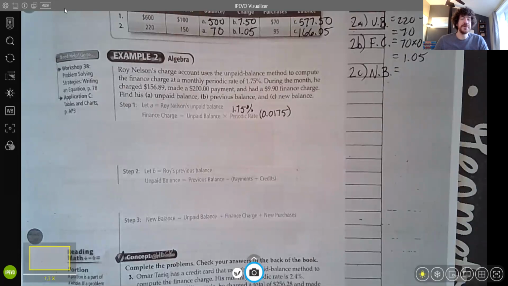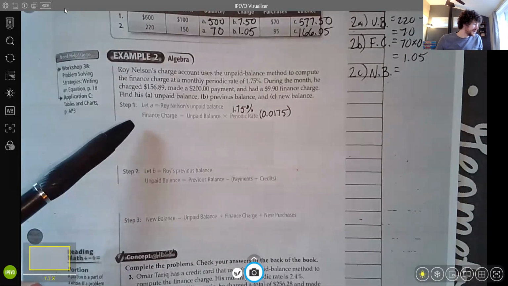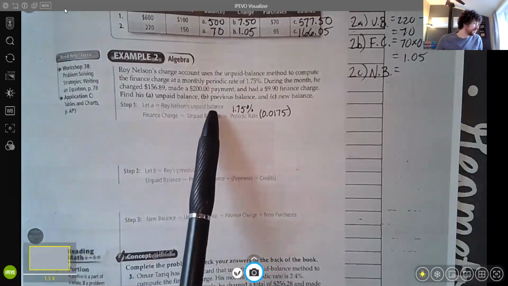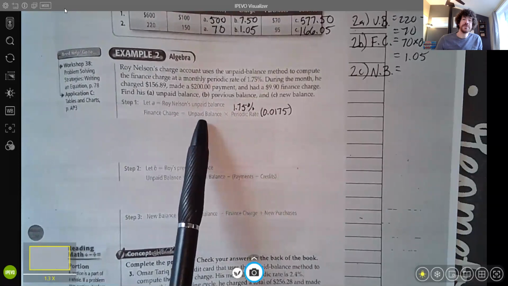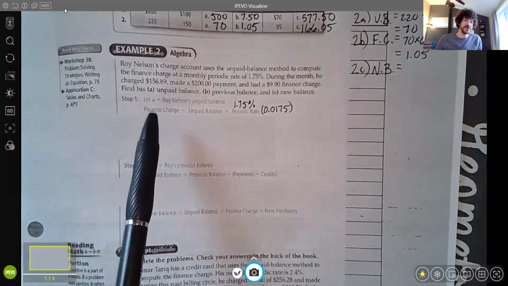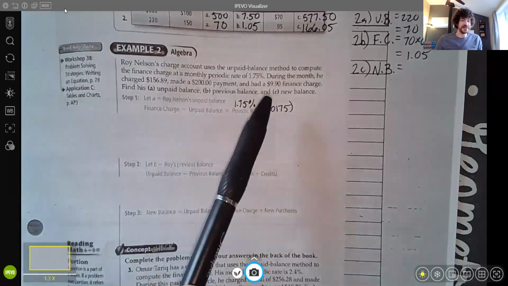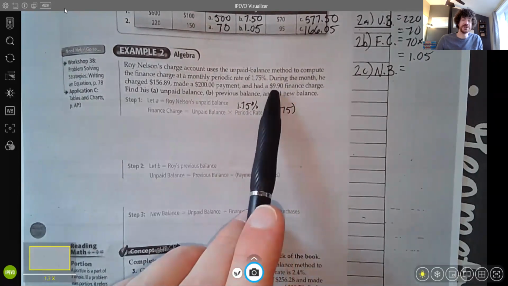Now, we can see here that it says step 1, let A equal Roy Nelson's unpaid balance. So what it's suggesting here is that to calculate the unpaid balance, we're actually going to use the finance charge equation first. That's because we don't know what the unpaid balance is, and we do know what the periodic rate is, and we do know what the finance charge is.